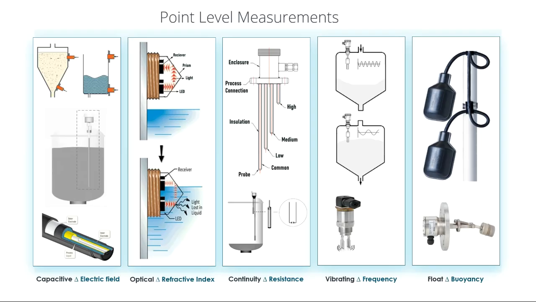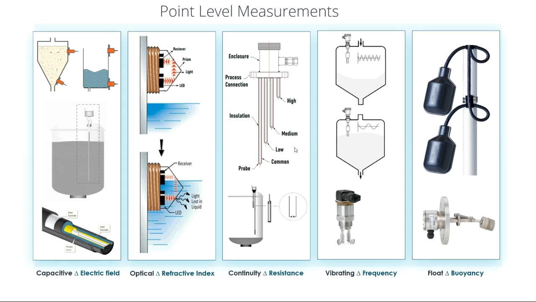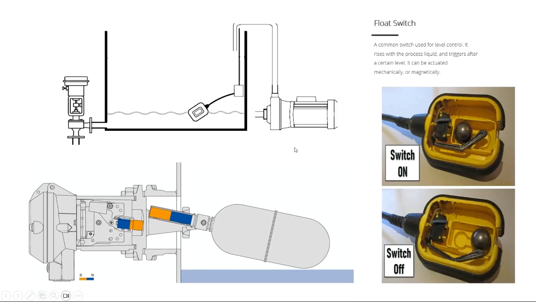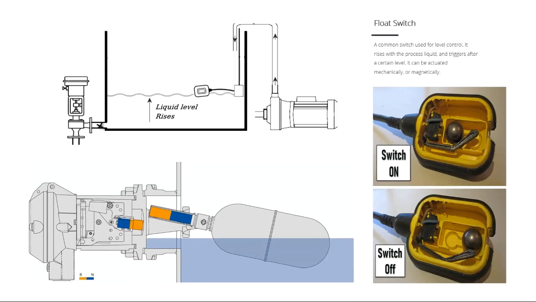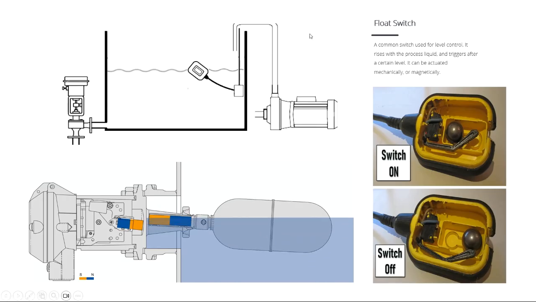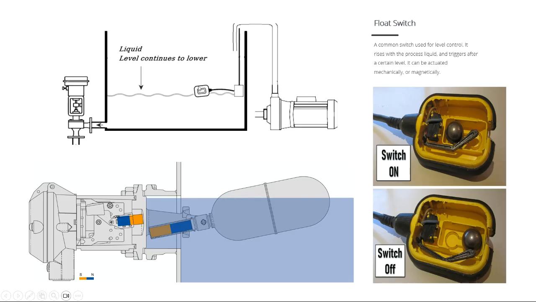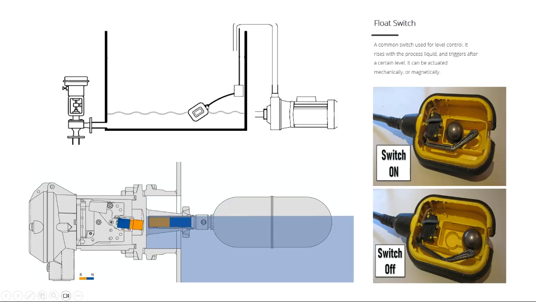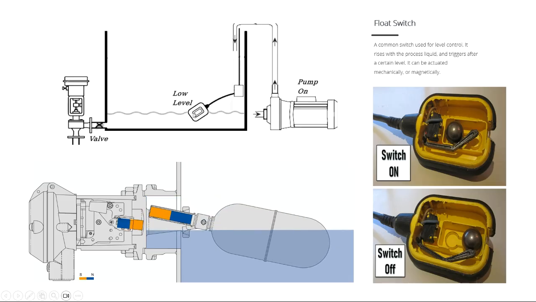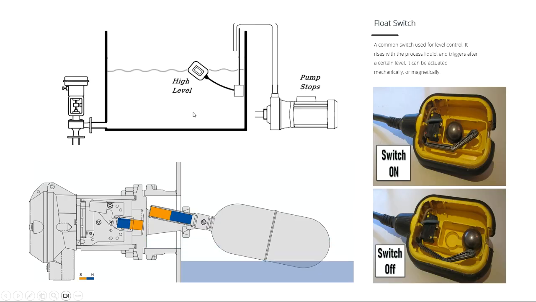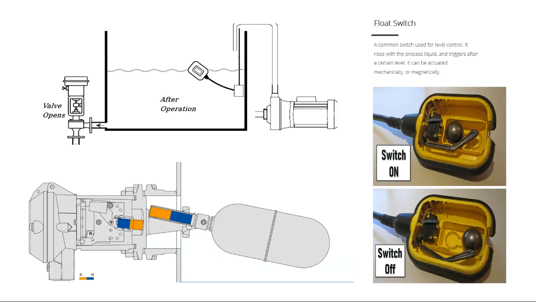The most common type is the float type level switches. They use changes in their buoyancy. Construction wise, these are made lighter as compared to the liquid whose level they are measuring. As you can see in the picture above, this is a very common type of float switch. The material of this float switch is less dense as compared to the liquid that it is measuring.